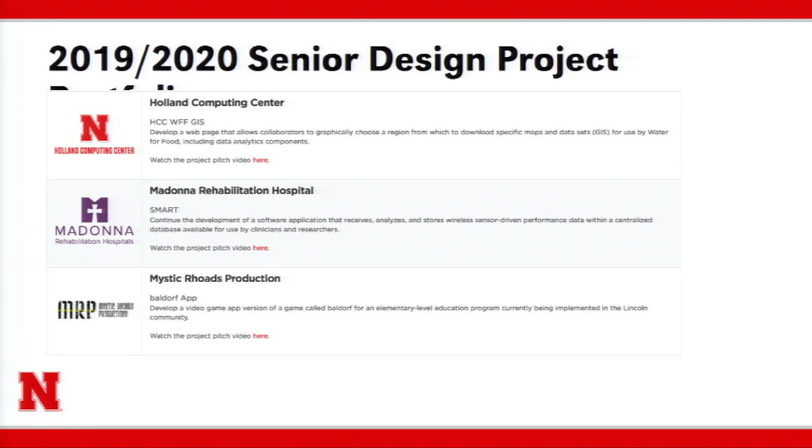Mystic Roads Production, where is Adam? Adam, we're going to build a game together. It's going to be called Bulldorf. It's going to help at-risk children. We are glad to have that, and they are part of the 3 nonprofits that came in from the Lincoln Community Foundation. We appreciate the help and sponsorship from the Centani family as well.